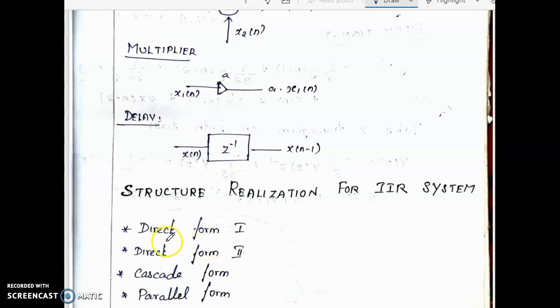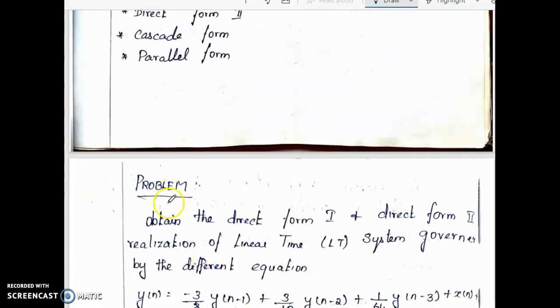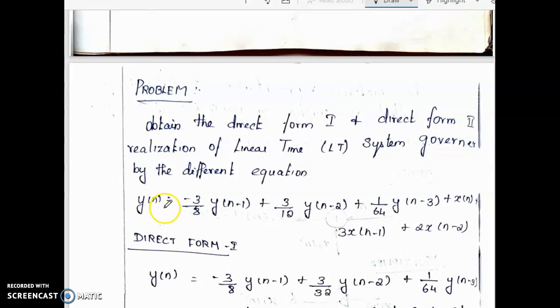Today we discuss direct form 1 and direct form 2. The remaining forms we will discuss in the next videos. So now we move on with direct form 1. Note down this problem. I will explain the concept directly through the problem itself.